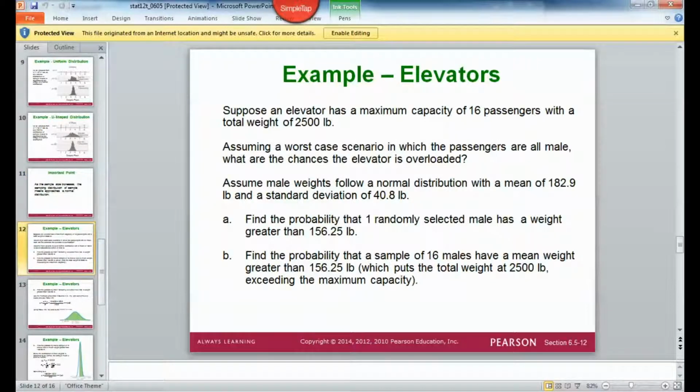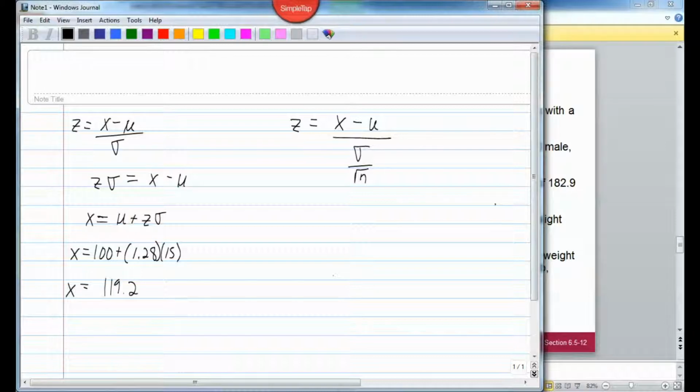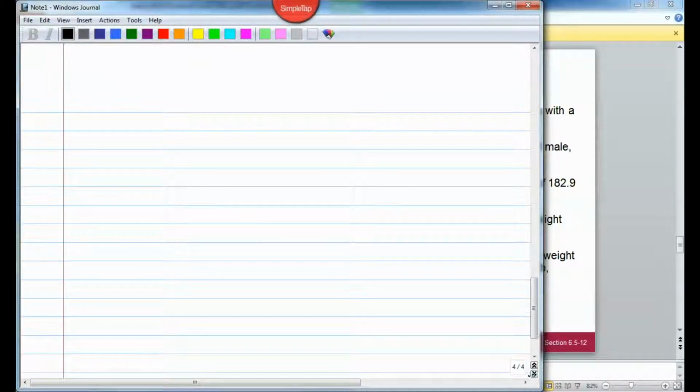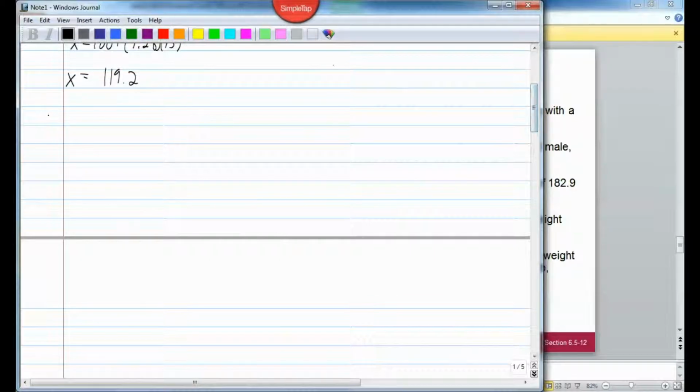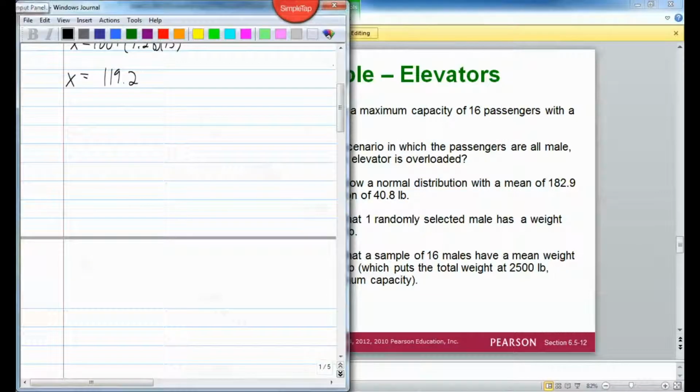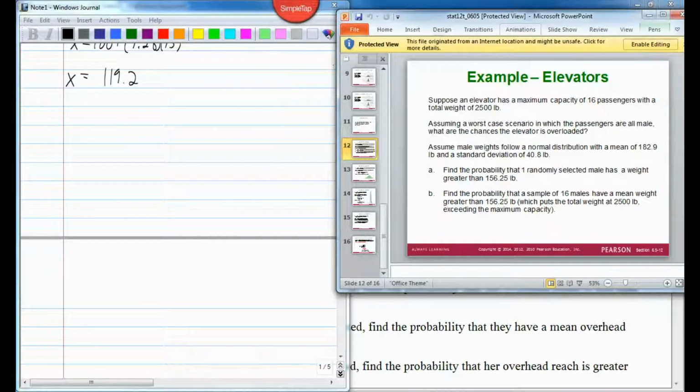All right, let's look at this problem. With the methods that we've known so far, before this section, we wouldn't be able to figure this problem out. It says, suppose an elevator has a maximum capacity of 16 passengers with a total weight of 2,500 pounds. Assuming the worst case scenario in which the passengers are all male, what are the chances the elevator is overloaded? And then it tells you to assume male weights follow a normal distribution. That's key to this problem. It has to be a normal distribution since the n is less than 30.